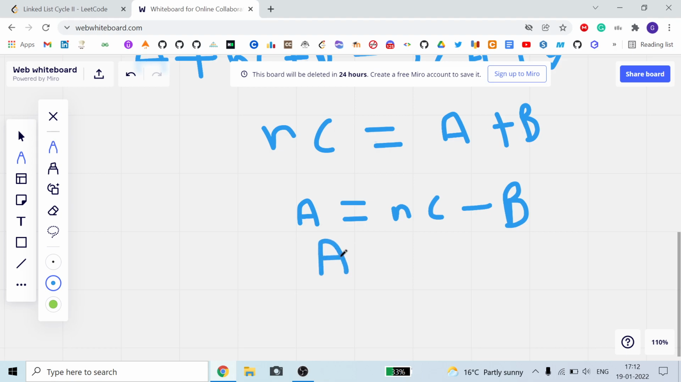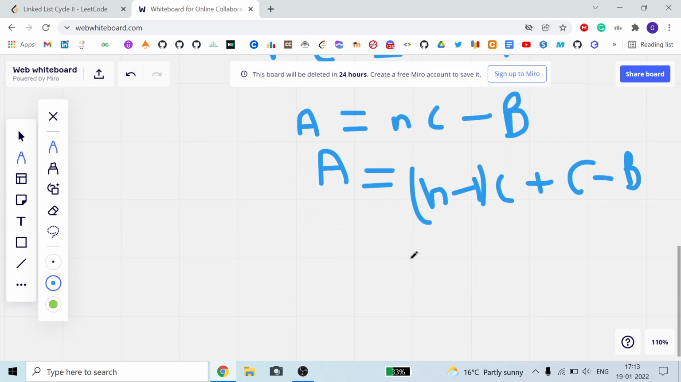I am doing it as a mathematical proof, because by figuring it is very easy to tell you. N minus 1, n minus 1 C plus C, minus B. We write it as n minus 1 plus 1, so n minus 1 C and plus C here.